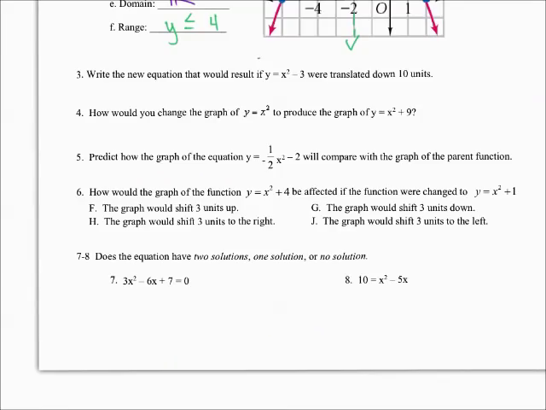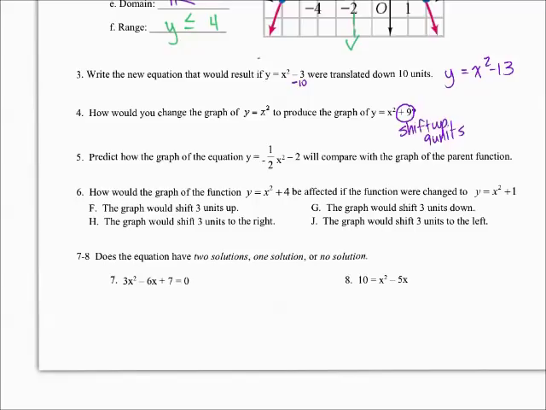For number 3, it says write the new equation that would result if y equals x squared minus 3 were translated down 10 units. So if we want to go down 10 units, that means we're going to subtract 10 from the -3. So the new equation would be y equals x squared minus 13. Number 4 says, how would you change the graph of y equals x squared to produce the graph of y equals x squared plus 9? Well, this plus 9 means that we would have to shift up 9 units.